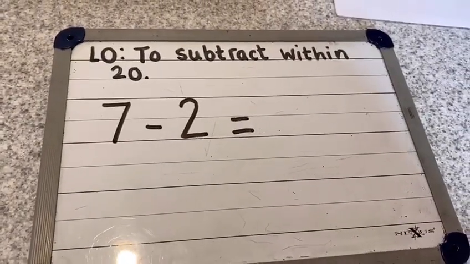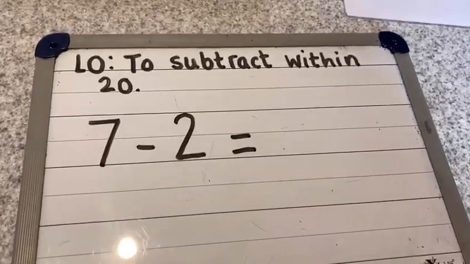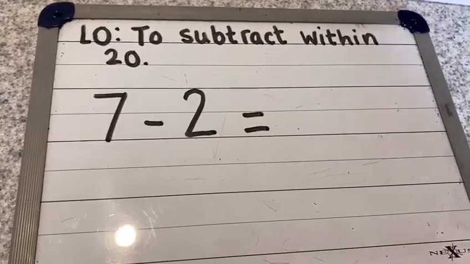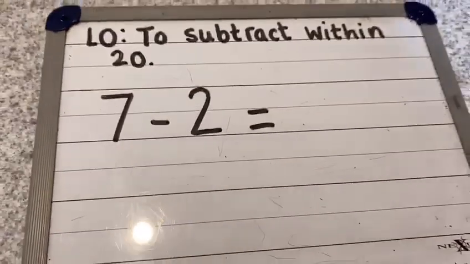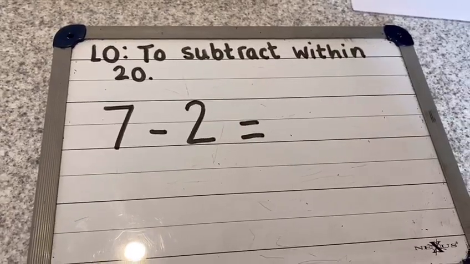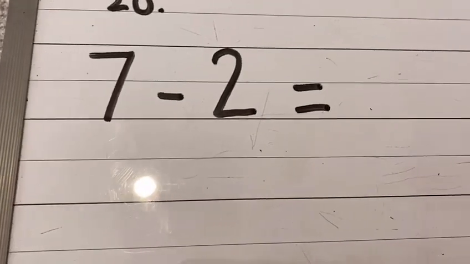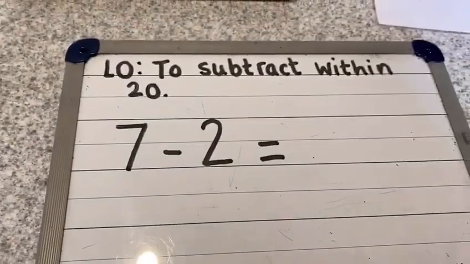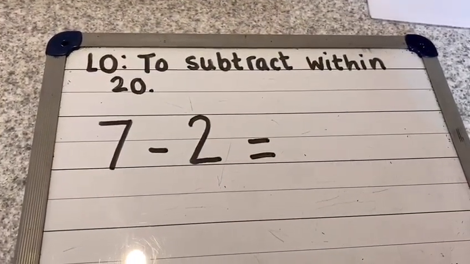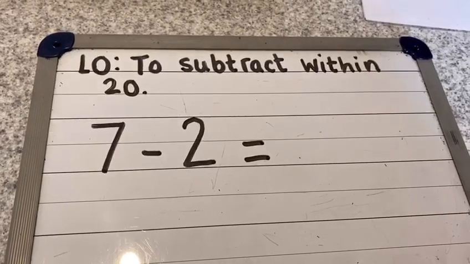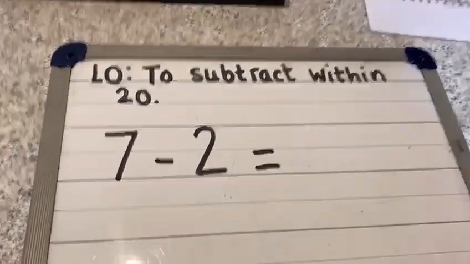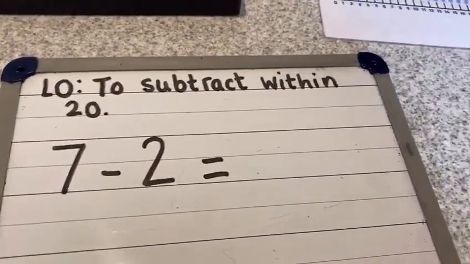Okay, so here's my first number sentence. So I've got 7 ice creams because I'm at the beach, but a greedy seagull comes along and takes 2. So my number sentence is 7 subtract 2 equals. I wonder if you can remember any other words for subtract. Have a think. That's right, 7 minus 2 equals 7 subtract 2, 7 take away 2.